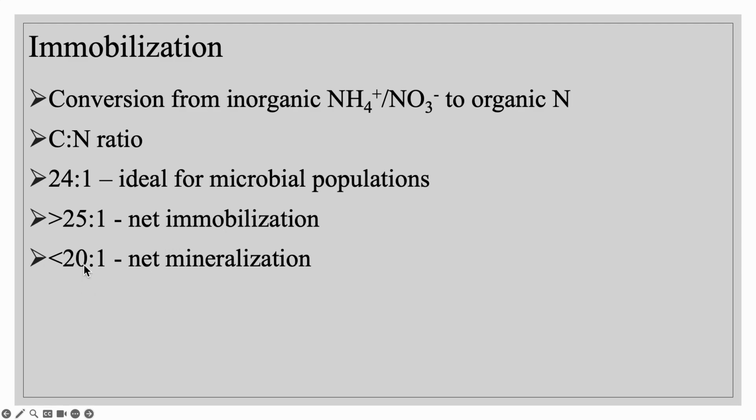But if we get less than 20:1, so our legumes, right, our hairy vetch and our clovers, well, now we're starting to get a net mineralization. And mineralization being organic to inorganic. And plants can take up inorganic nitrogen. So we want to try and lower the carbon to nitrogen ratio of our soil so that we can have more plant uptake.